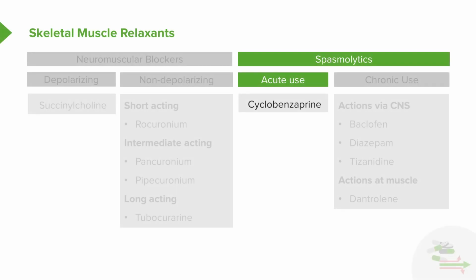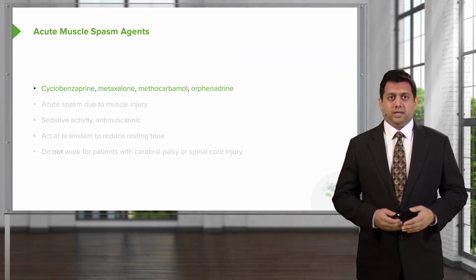Let's move on to the spasmolytics. We have two types of spasmolytics, and we divide them up into acute use and chronic use. Acute use spasmolytics are a single agent here, cyclobenzaprine, and chronic use are other agents.